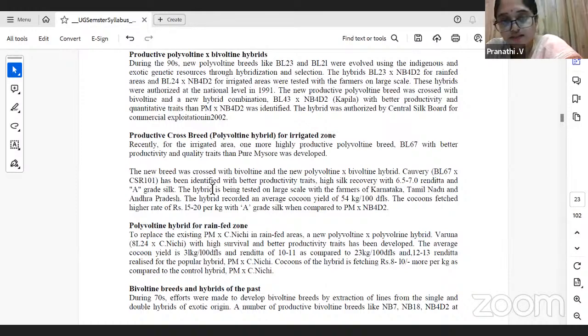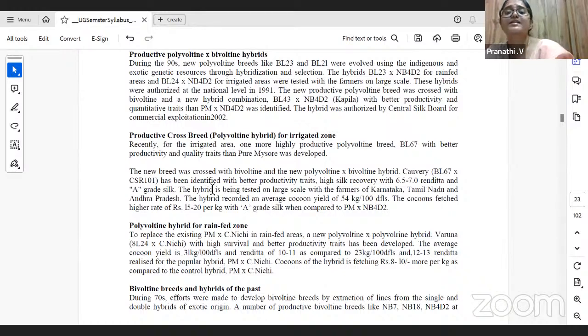And then new breeds were crossed again with bivoltines. So you have a new polyvoltine bivoltine hybrid that was produced. That has a better productivity trait, higher silk recovery, and it is known as an A grade silk. That is your Kaveri basically. That is the hybrid that was formed by crossing your BL67 into CSR101, where BL67 is a polyvoltine, CSR101 is a bivoltine. So you have a Kaveri silk, which is an A grade silk.